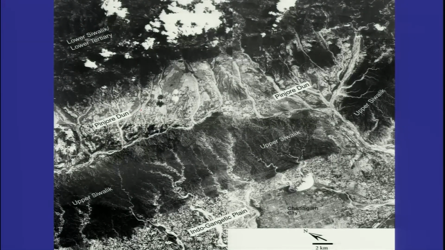Then we have an intermountain valley, which is located between the two hill ranges. You have the lesser Himalayas here, and then you have the sub-Himalayas. So this is an intermountain valley, very similar to, you must have heard the name of Dehradun, and similar to that you have Kota Dun, then you have Son Dun, and even the Kathmandu valley. So these are intermountain valleys, very similar to what we see along the Himalayan range.